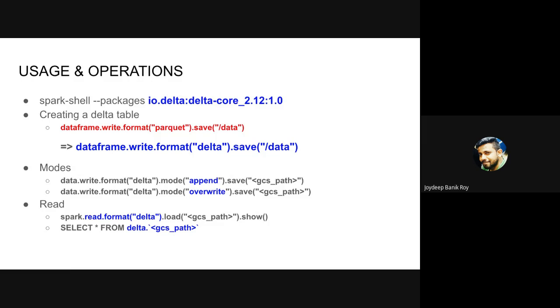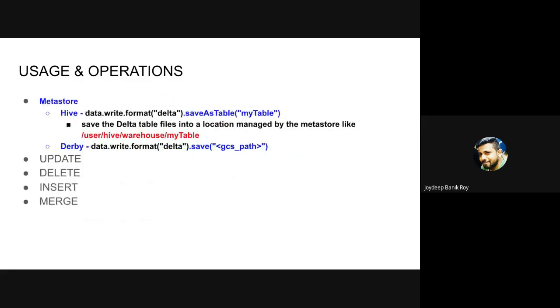Okay, reading again is very simple. You read it with the format delta. That's it. I put a select star from, for people who might be using Databricks runtime. So you just have to read with the format delta, like you would read with the format Parquet. That's it.